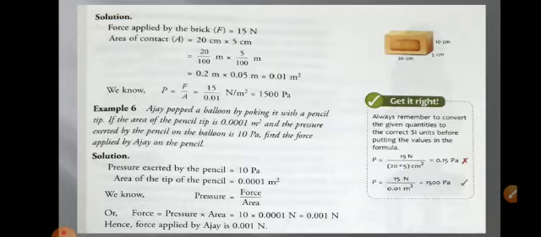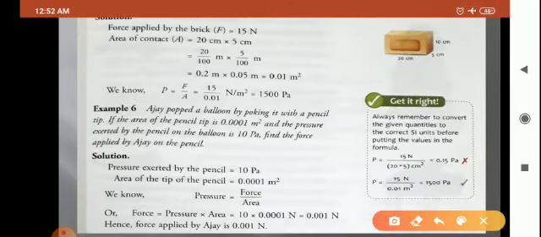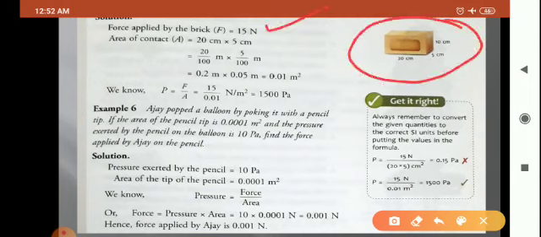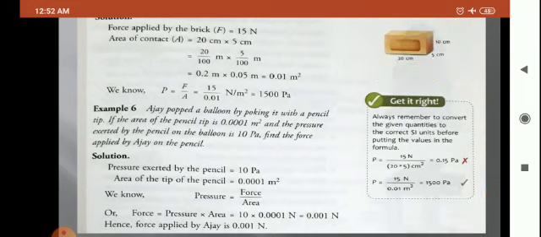Now just see the solution first. What is given here, children? What is the force exerted by the brick? See, the diagram is given here. The brick is in the shape of a cuboid. So 20 centimeter is the length, 10 centimeter is the height, 5 centimeter is the breadth. And what else is given? Force exerted by the brick, 15 Newton. And when this brick is kept on the ground, the area of contact of this brick with the ground is 20 centimeter by 5 centimeter.